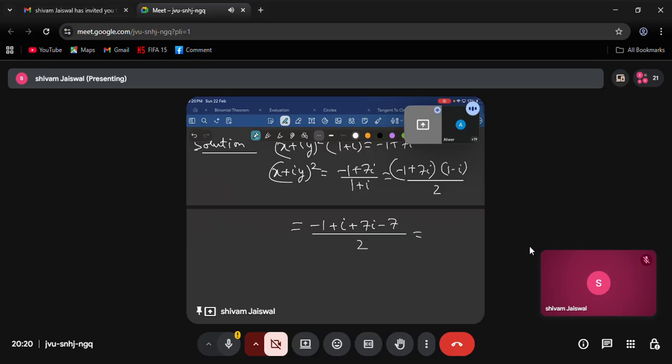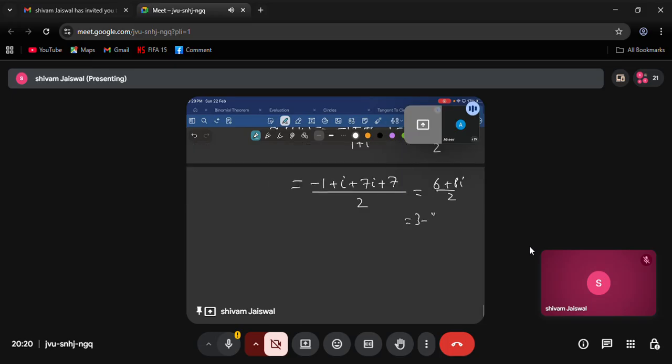That will give us how much? -1 - 7 is -8. Wait a minute. 7 iota into -iota is -7 iota square, so plus 7. So I am getting (6 + 8 iota) by 2, that is 3 + 4 iota. So everyone, I have got z square equal to 3 + 4 iota. I have to take its square root. z is equal to plus minus square root of 3 + 4 iota.